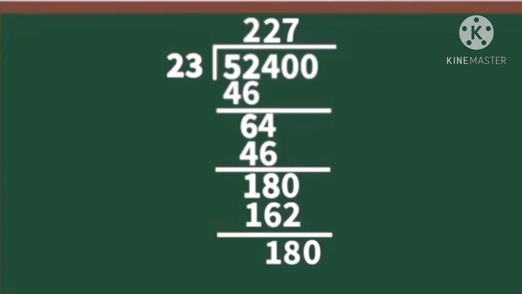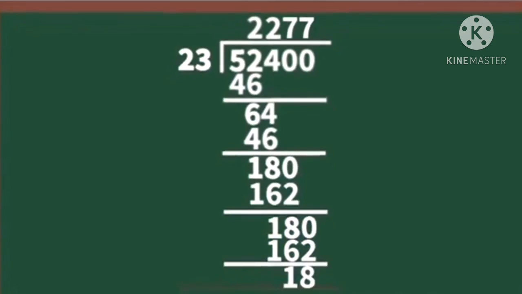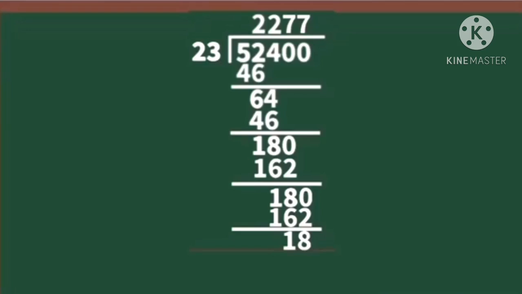Divide 180 by 23. It gives us 7. Write directly 7 above the 0. Multiplying 7 by 23 is equal to 162. Then subtract 180 minus 162 is equal to 18. So we add another zero beside our decimal point in the dividend to continue our division process.